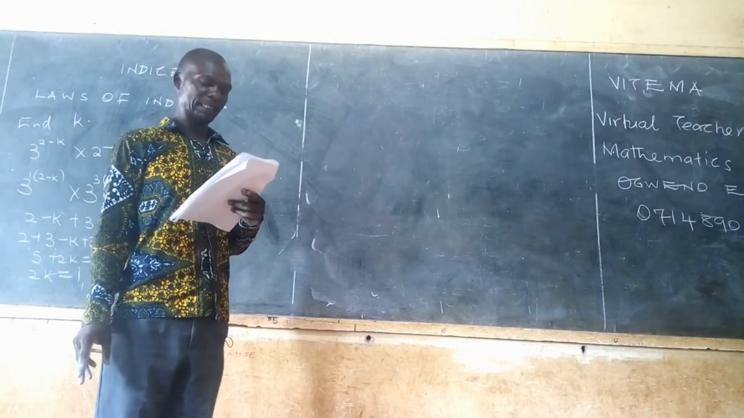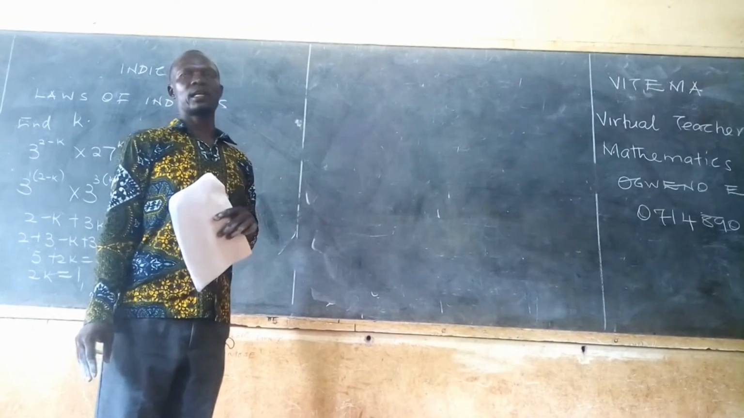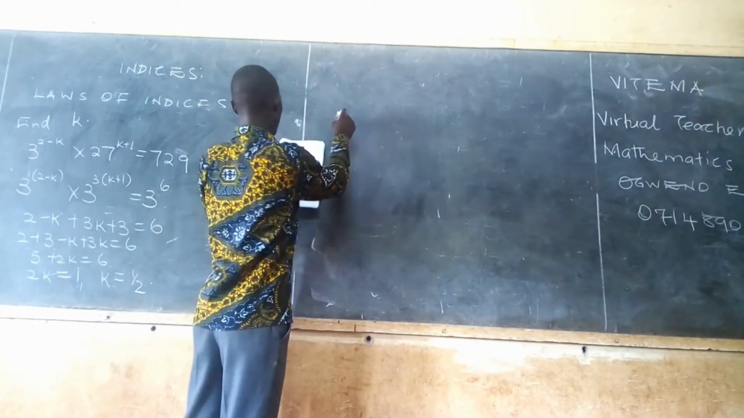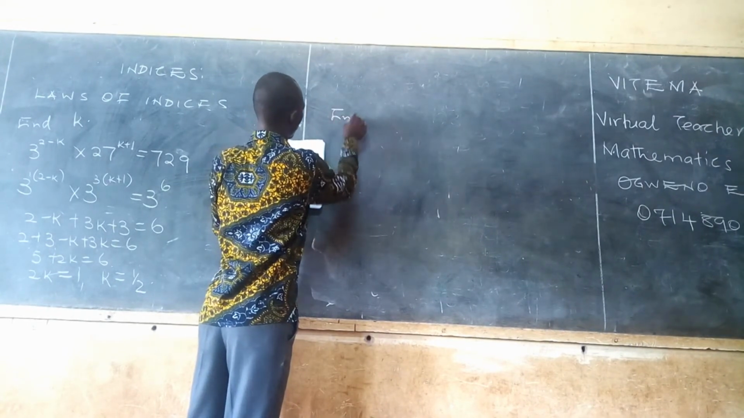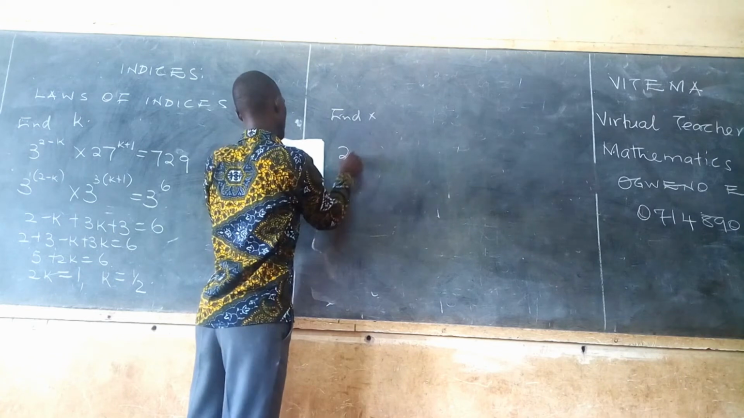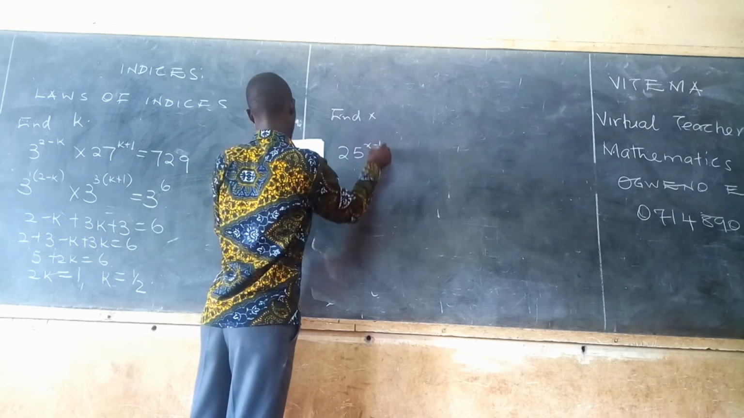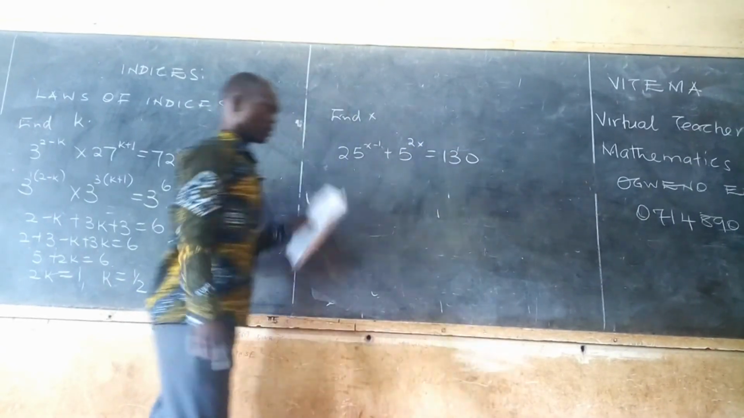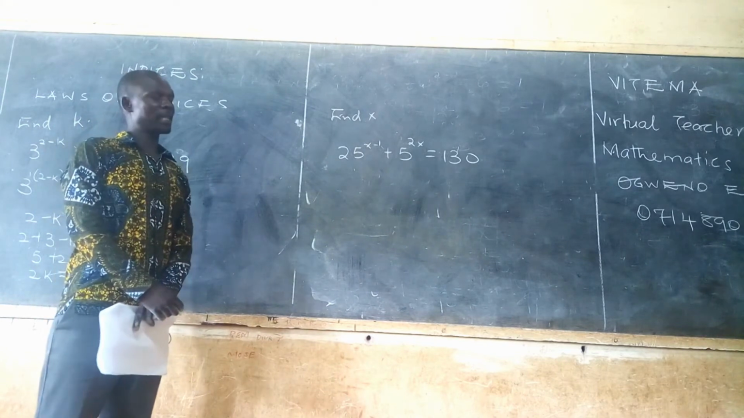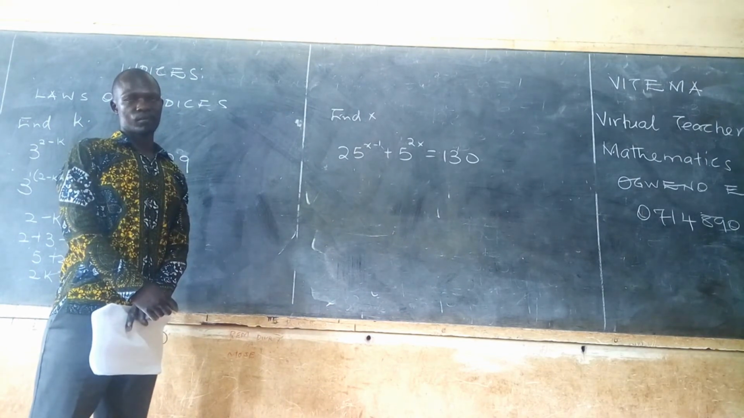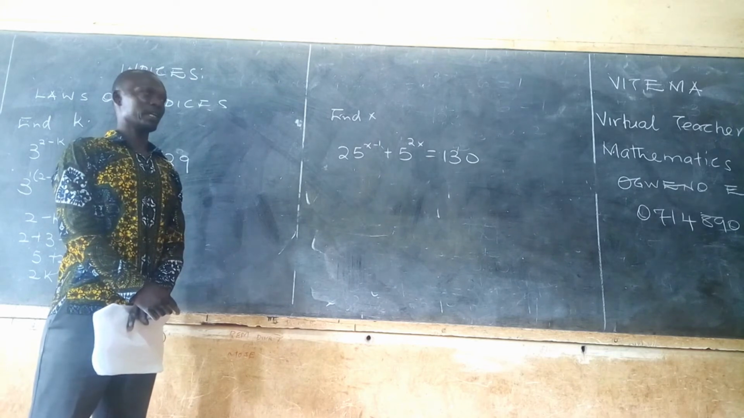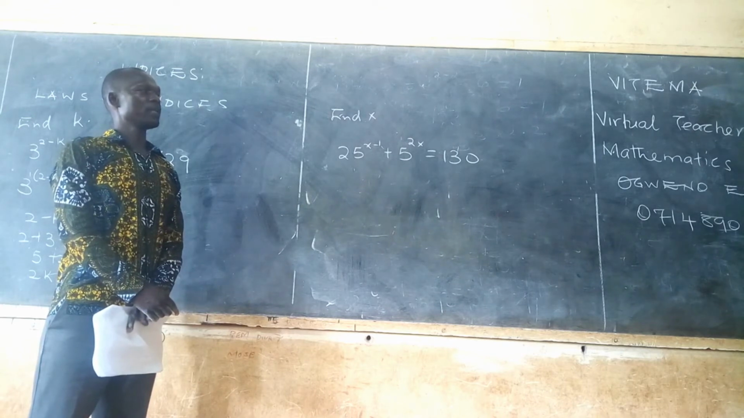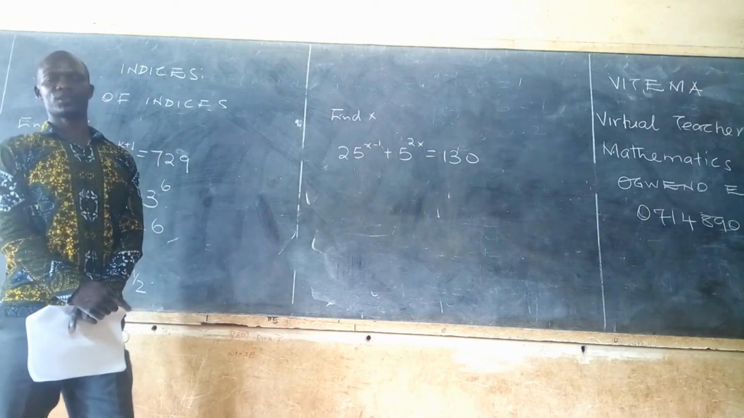Okay, let us look at one where we do not necessarily have multiplication. We are supposed to find x if 25 to the power x minus 1 plus 5 to the power 2x equals 1/3. If you look at this one, we are not multiplying the bases, neither are we dividing the bases. We are adding them.